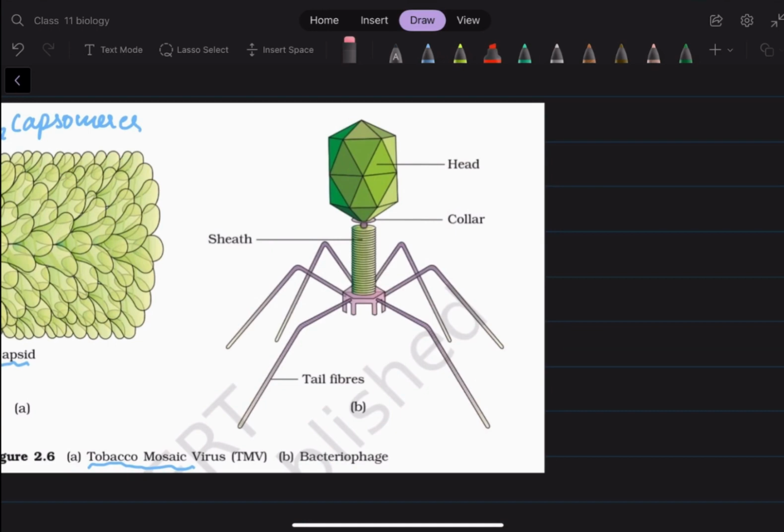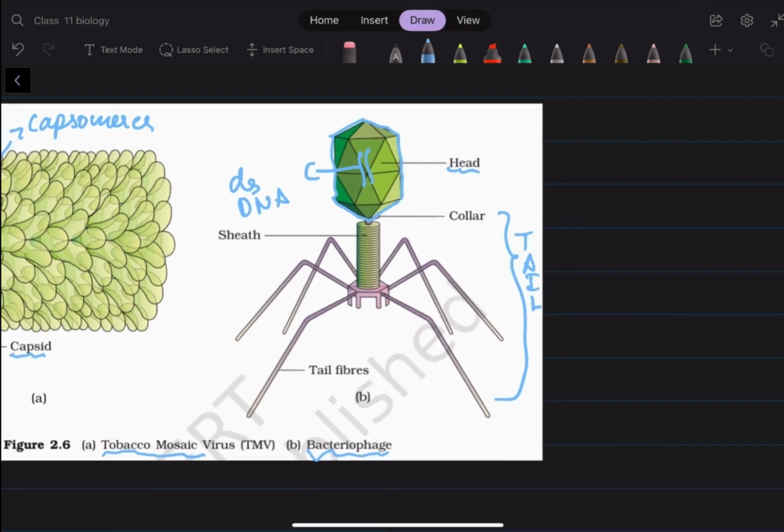Now another famous example of a virus is the bacteriophage. The virus that infects bacteria is called a bacteriophage. It contains the head part and this is the tail part. The head is the main part which contains the double-stranded DNA, that is double-stranded deoxynucleic acid.